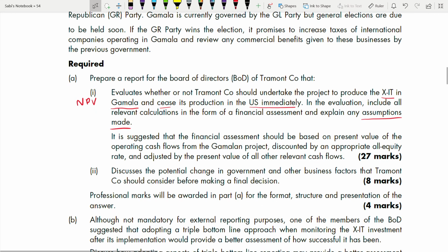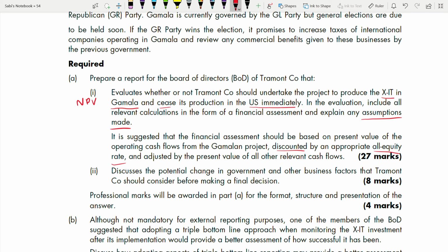Coming to the rest, the first part is not over. It is suggested that the financial assessment should be based on the present value of the operating cash flow from the Gamalian project, discounted by an appropriate all-equity rate, and adjusted by the present value of all other relevant cash flows.